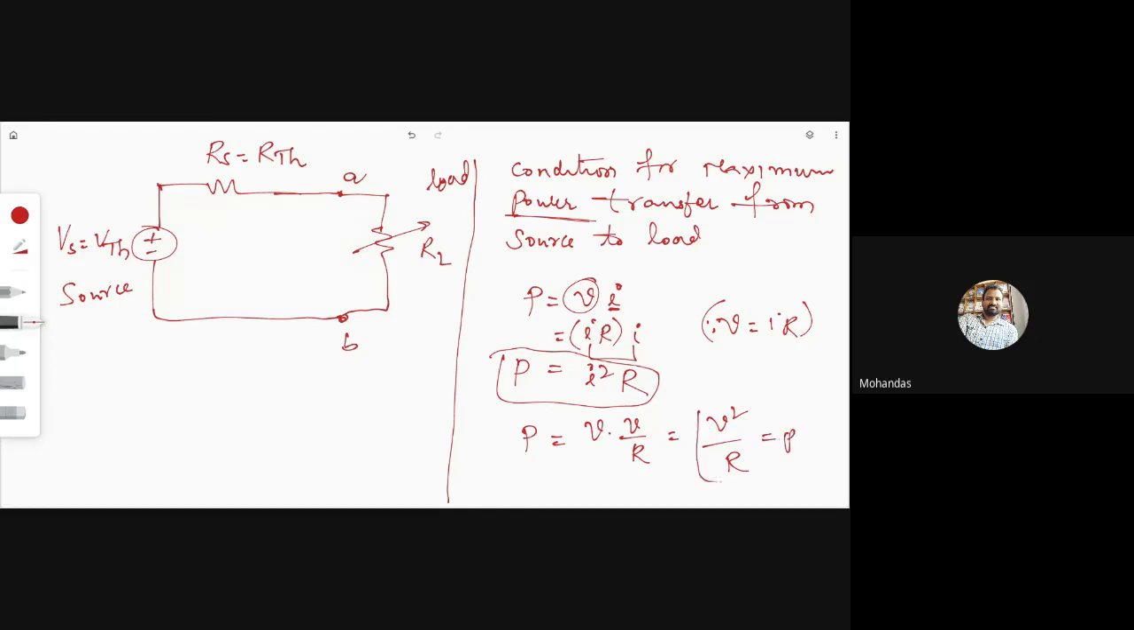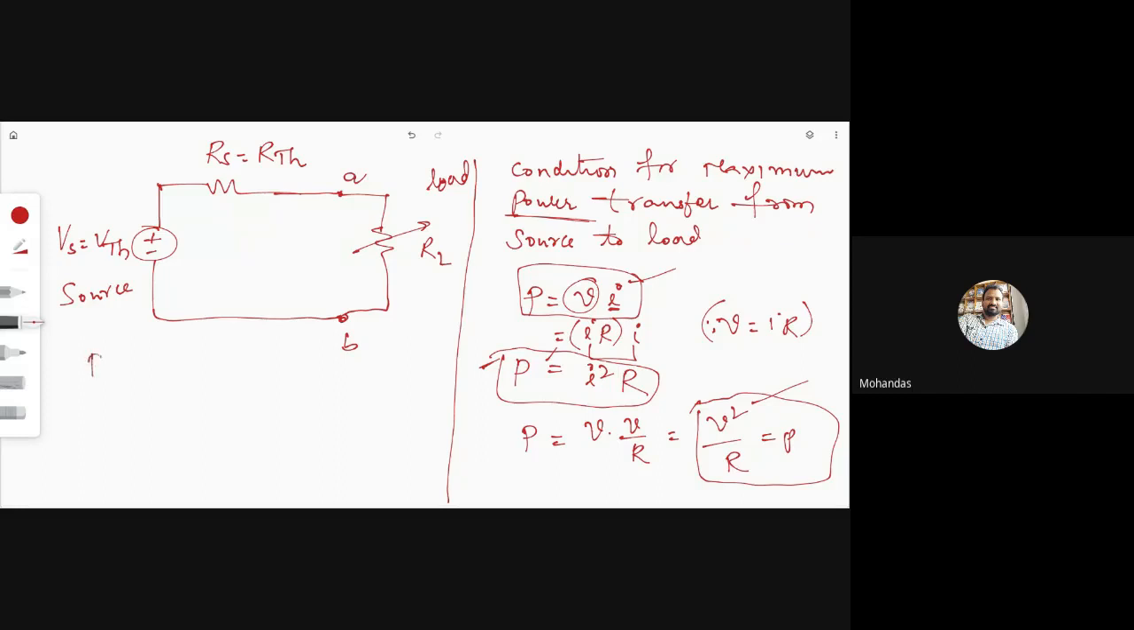So we have three formulas for power. You can use this formula or V into I. Based on the application, you can use any formula for the given problem. Now I am taking this one: power transfer from source to load.